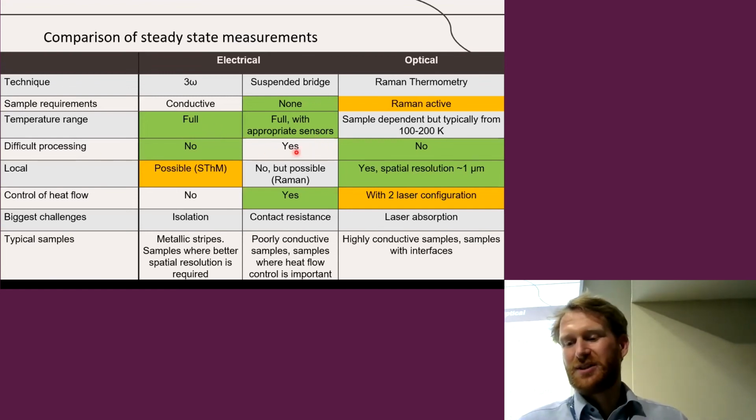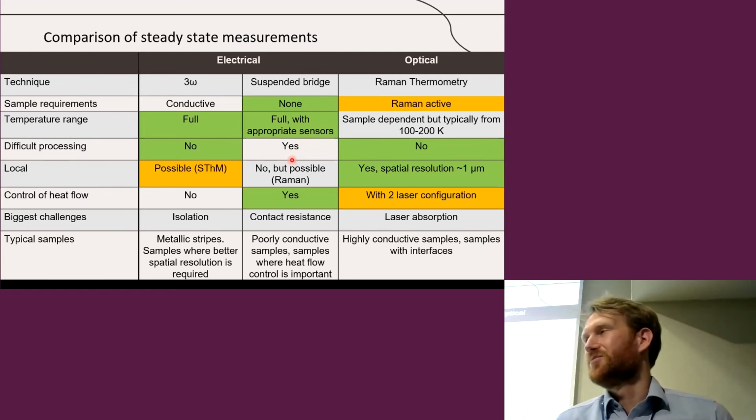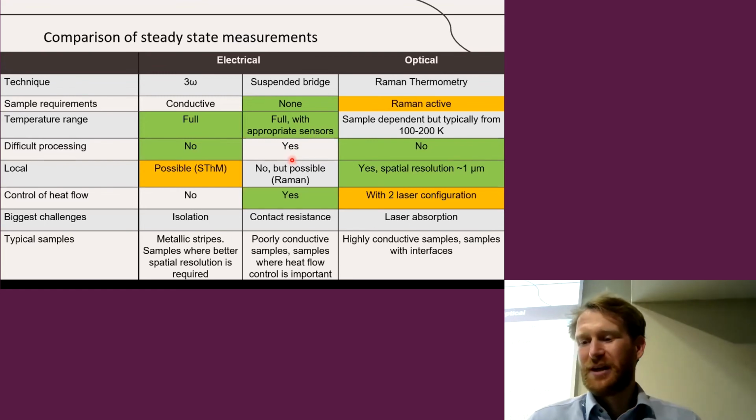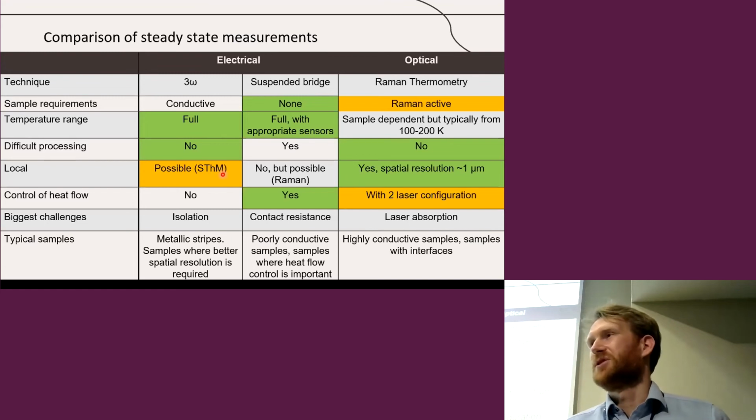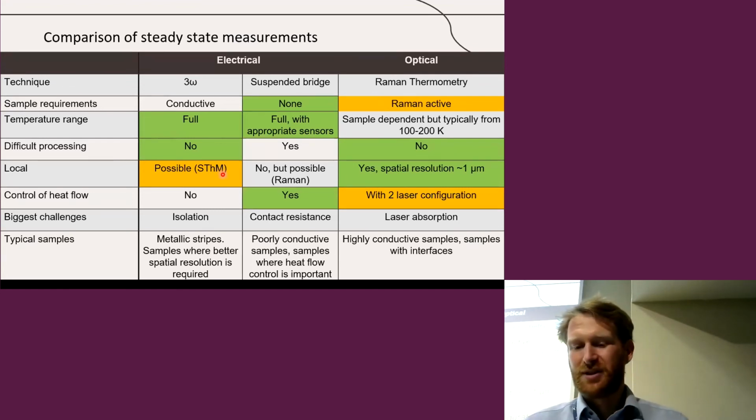However, with the suspended bridge, you suffer from very difficult processing, which you don't have with the Triomeca or the Raman thermometry. With the other two methods, we have the possibility at least to do local measurements. Of course, now with the addition of Raman thermometry to the suspended bridge, we now have that possibility also with the suspended bridge method.